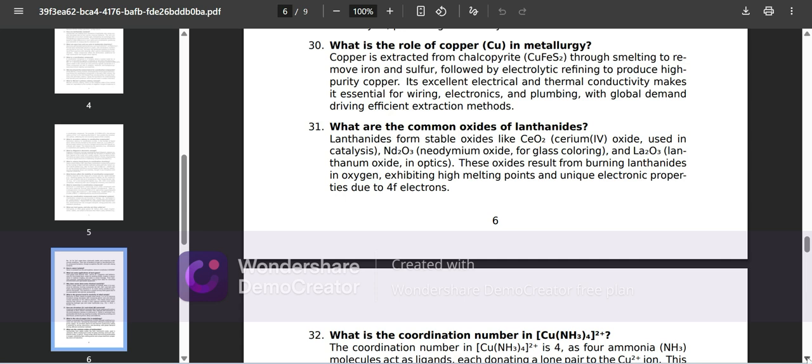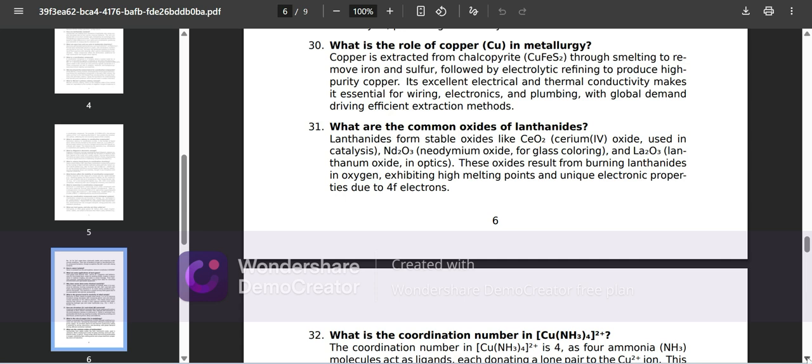What is the role of copper in metallurgy? Copper is extracted from chalcopyrite, CuFeS2, through smelting to remove iron and sulfur, followed by electrolytic refining to produce high purity copper. Its excellent electrical and thermal conductivity makes it essential for wiring, electronics and plumbing, with global demand driving efficient extraction methods.